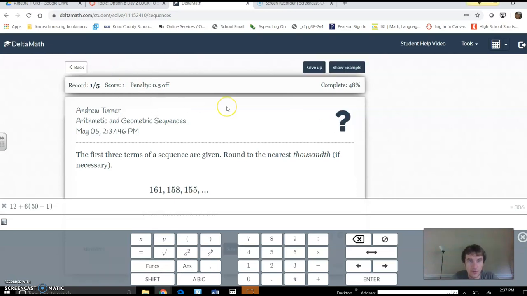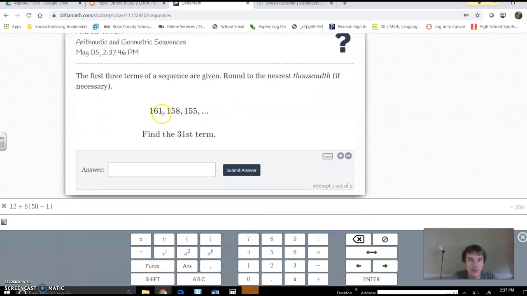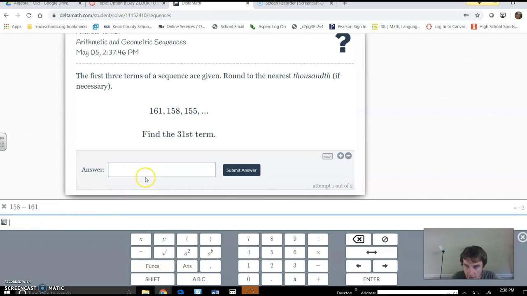So let's try a few of those. So this one seems to be going down. It looks like it's going down 3. And when you don't see that, take the second number, subtract the first number, and that'll tell you. Do that in the calculator though. Don't do that in the answer. Put that in the calculator down here. And then that'll show you, oh, the common difference is -3.